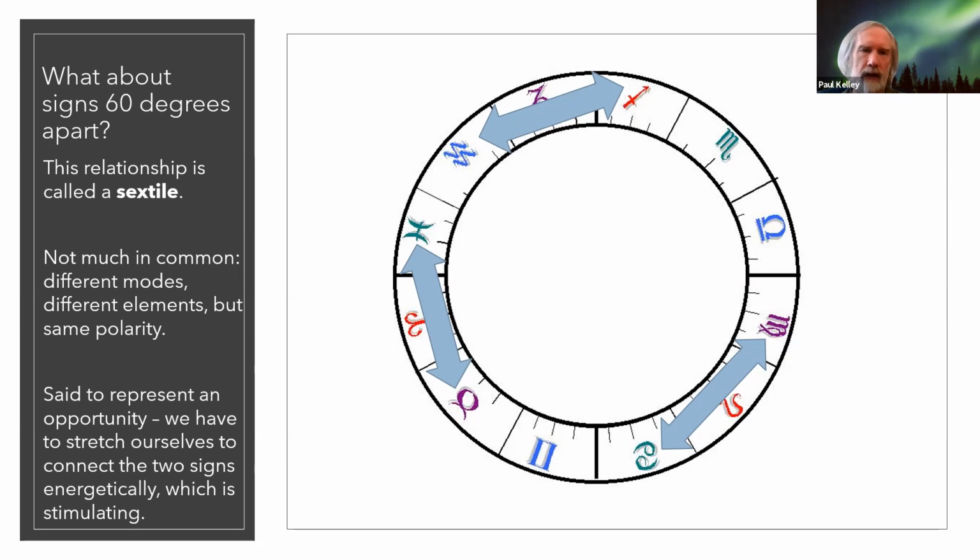What about signs that are 60 degrees apart? Okay, let's get back to that. These are signs that have one sign in between them. They are of the same polarity, but they're of a different element and a different mode. Sagittarius, for instance, in this example, is a mutable fire sign. Aquarius is a fixed air sign. First you think, well, there's nothing in common with them, but they are both positive polarity signs. They are both yang, masculine, outgoing, extroverted signs. So that's all they have in common. That's not much, so they're a little more challenging.